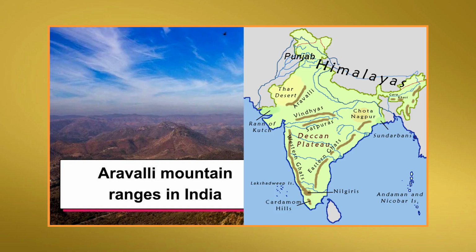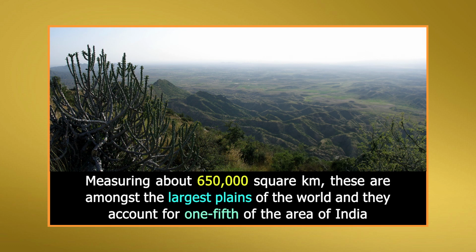The desert in the west of the Aravalli Range, being largely a plain, is also included in the plains of northern India. These plains continue to the west beyond the Punjab and Rajasthan and converge with the Indus Plain in Pakistan. Measuring about 650,000 square kilometers, these are among the largest plains of the world, and they account for one-fifth of the area of India.